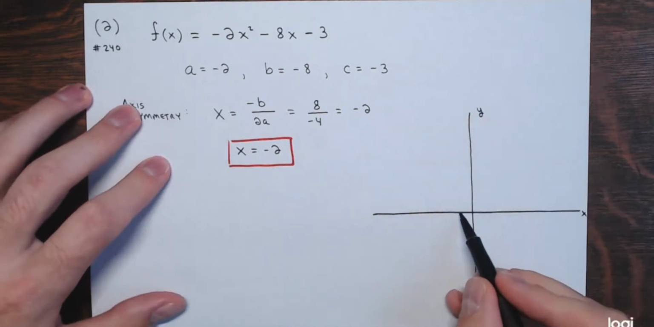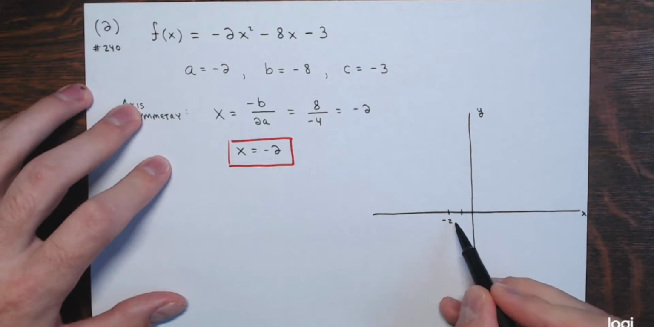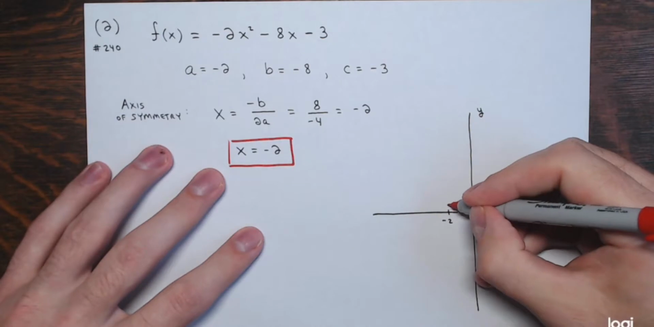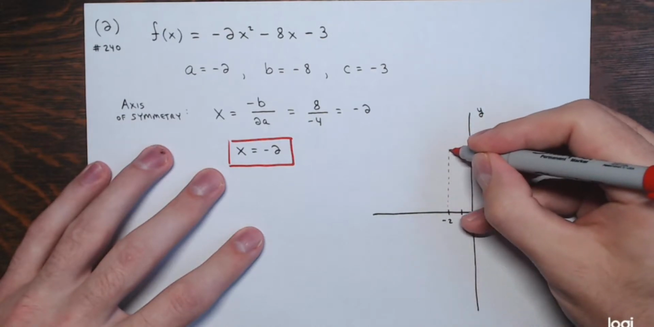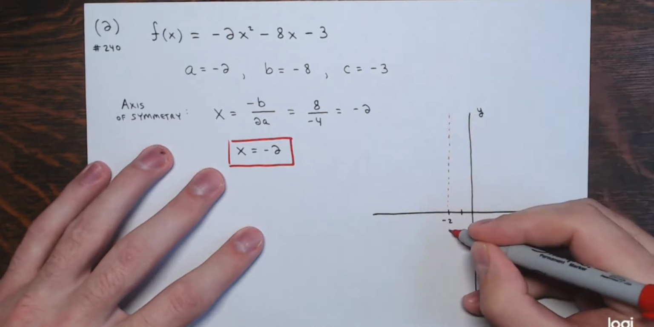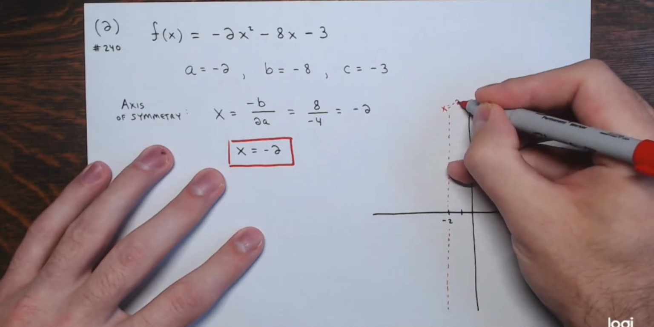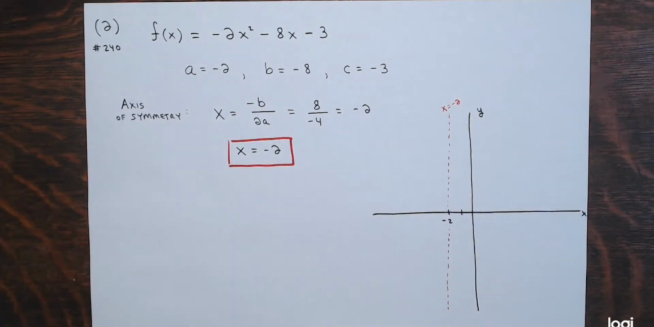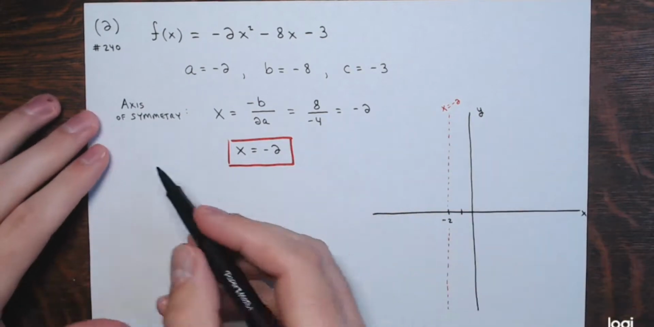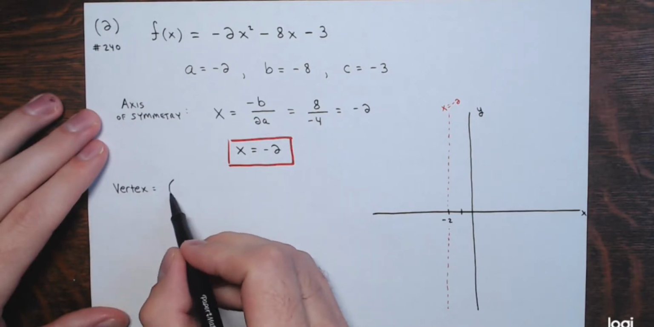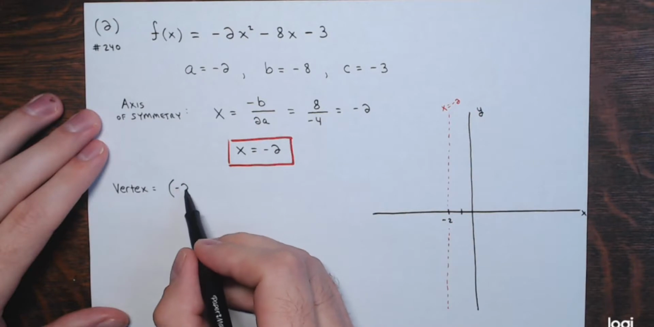Go to -2 on the x-axis here, and I'm just going to draw a little dotted vertical line. All right, here's the axis of symmetry, x equals -2. And now the vertex should be on this line. The vertex is the point of the parabola that's on the axis of symmetry. So the vertex should be the point with an x-coordinate of -2. I know that much.